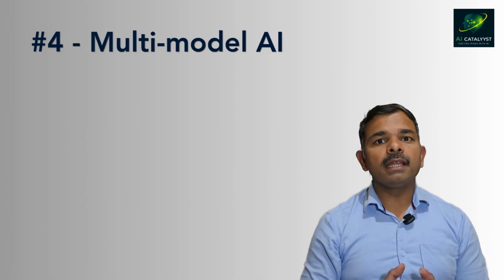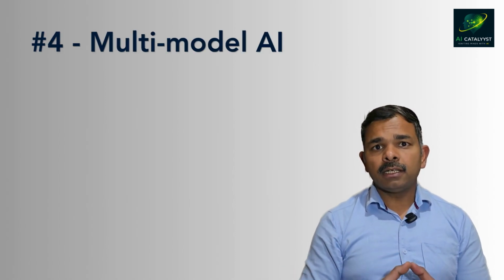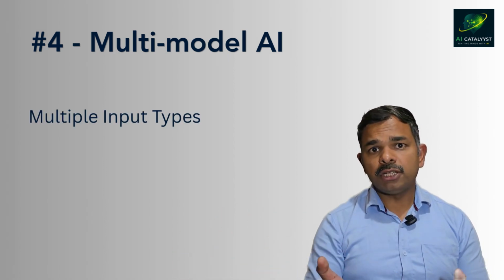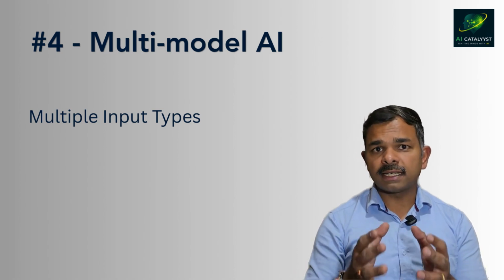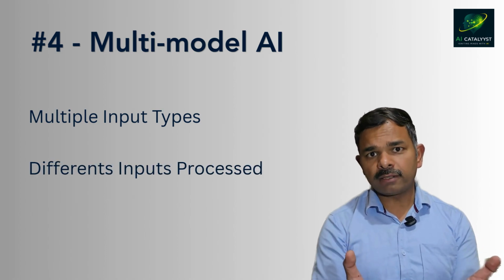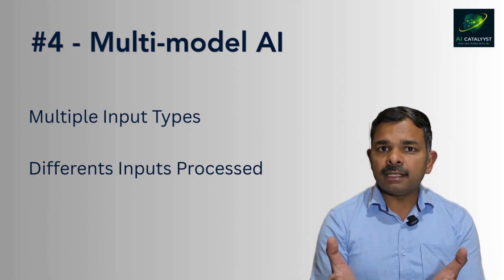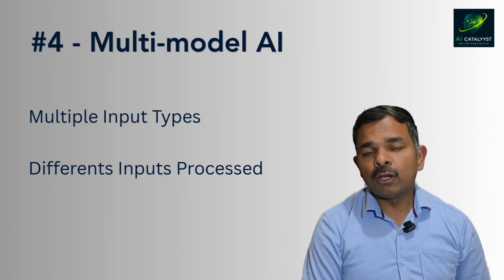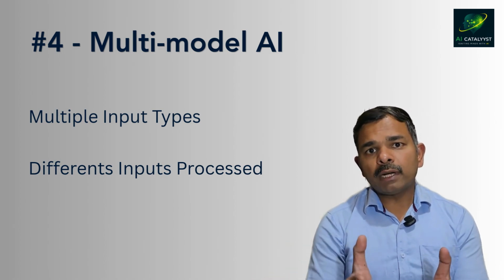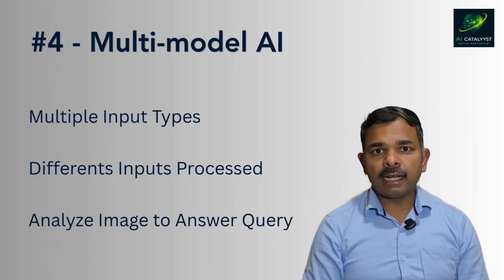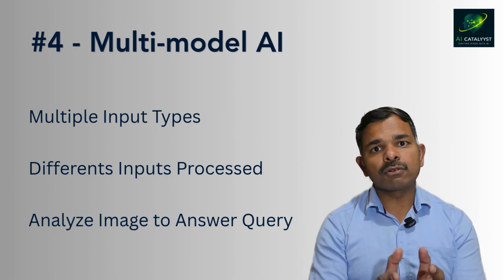Fourth is multi-modal AI. In multi-modal AI architecture, AI combines different input types like text, image, audio or video in a single AI system, and then it processes all those inputs together to better understand the context and give you a more accurate response. For example, if you upload an image and ask a question about it, AI will be able to see that and will respond based on it.